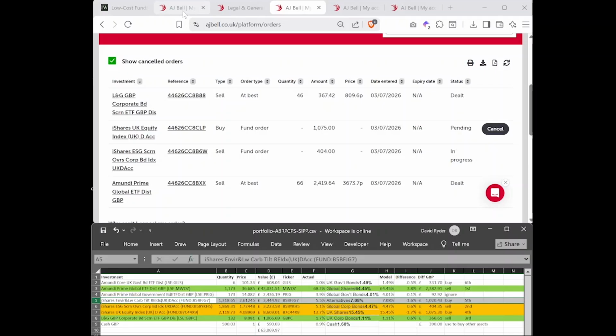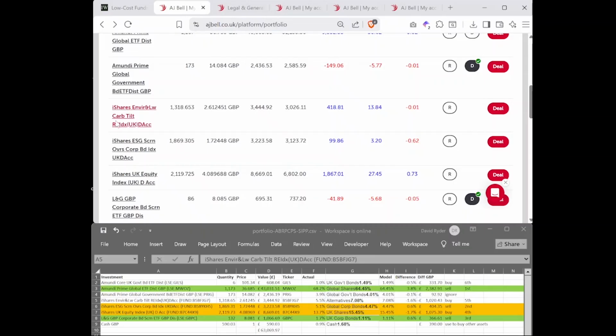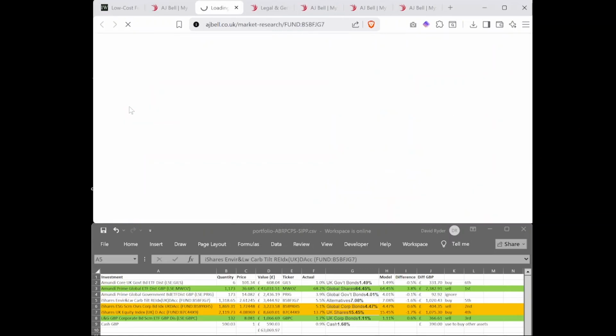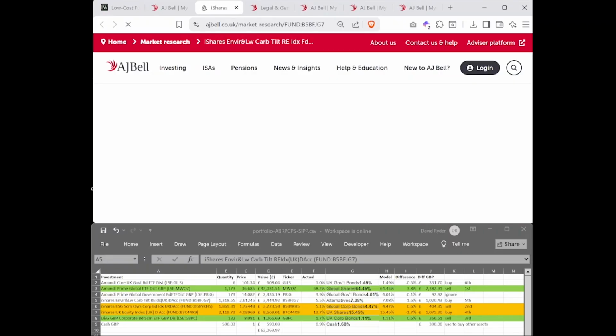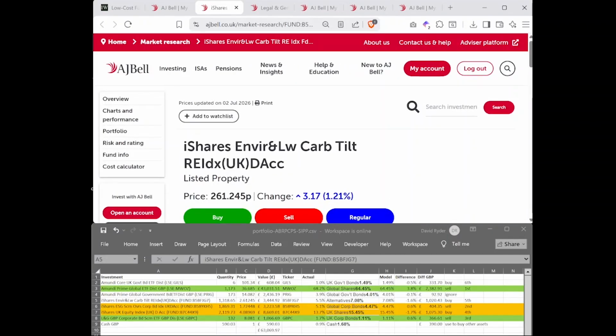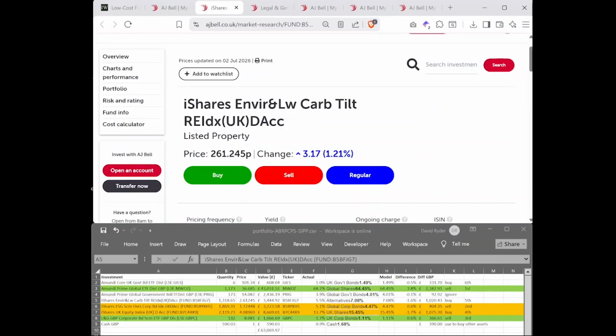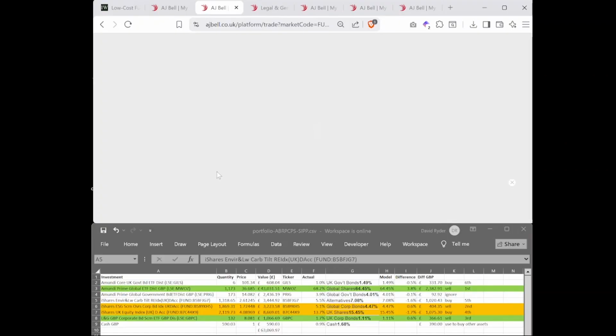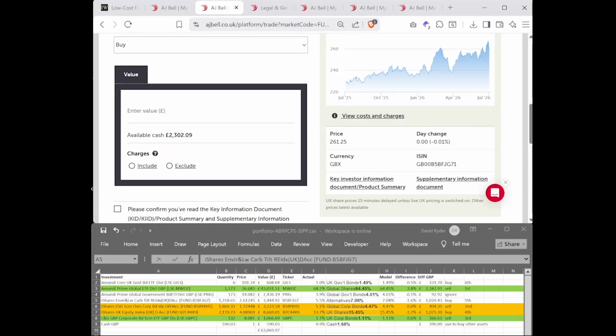Let's go back to the account and have a look at that. So this is the one, iShares Enviro, and the numbers match, 1318, 1318. So we click on this. This is the one I want to do next. And this is the one I want to buy. Click on buy. And it very helpfully tells me how much cash I have to play with, and I want to buy £1,020 worth, including the fees.